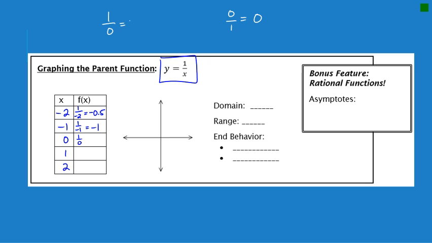So when you have this situation where you have 0 in the denominator, it's going to be undefined. And what that means is that our graph cannot exist when x is equal to 0. So I'm going to put undefined here. And that's going to create something new that we haven't talked about yet when we get to our graph. 1 divided by 1 is 1, and then 1 divided by 2 is 0.5. Okay, so that undefined portion is going to turn into something called an asymptote.